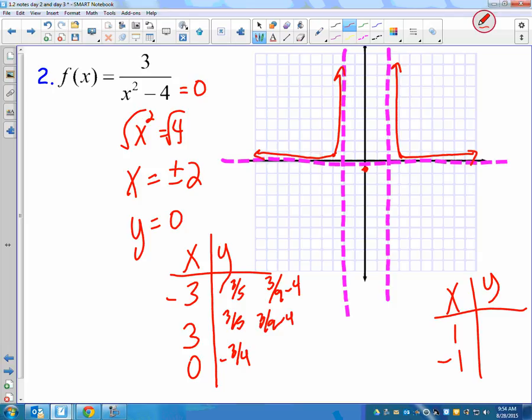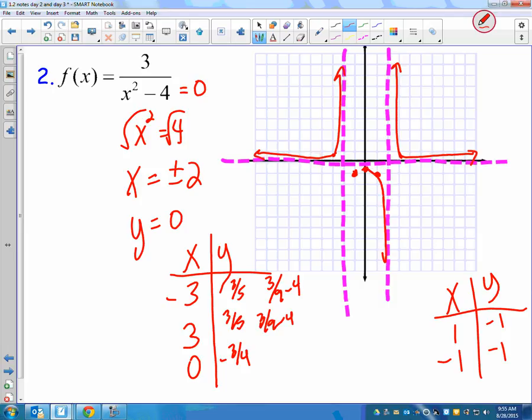If I plug 1 in there, what do I get? Negative 1, because I get 1 minus 4, which is negative 3, and 3 over negative 3 is negative 1. So at 1, I get negative 1. And since it's x squared, do I get the same thing when I plug negative 1 in? Yes?